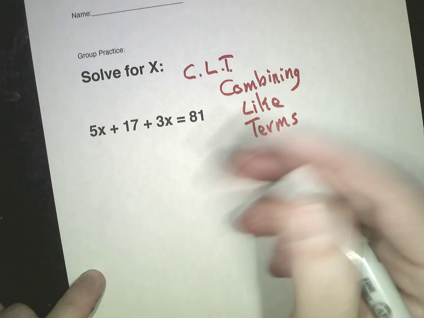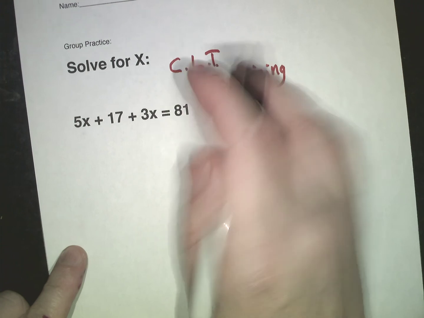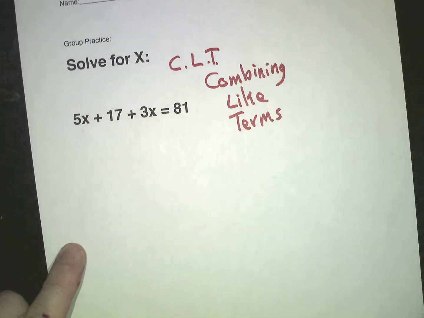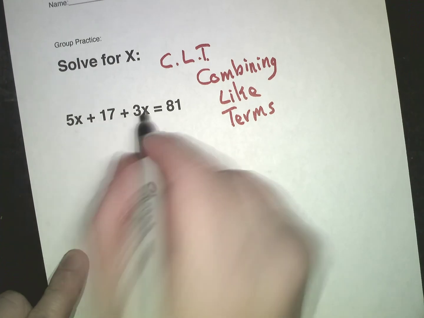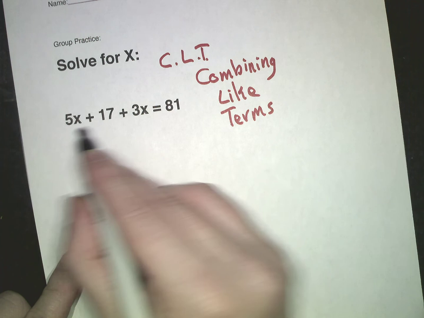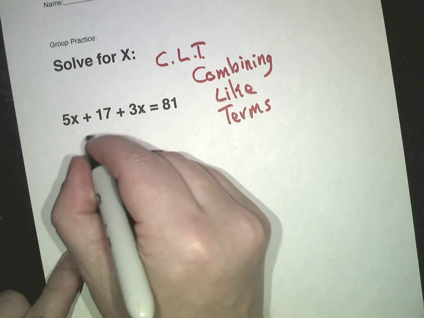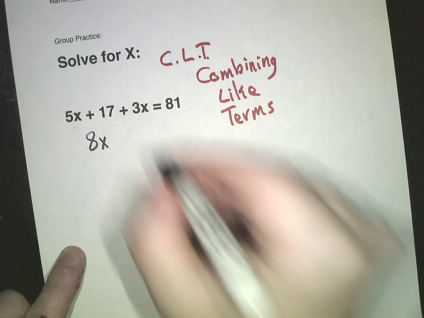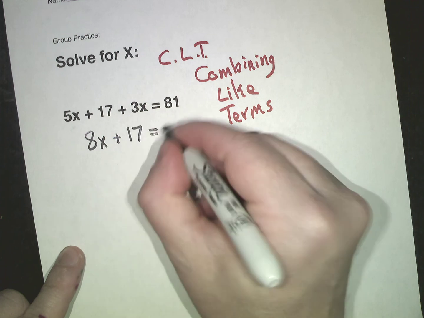Well, I have to combine like terms. So I look on the equal sign here and I say, I've got to get x by itself. I've got to isolate x, but I have 2 x's. Since they're both here, I can just add them together. 5x plus 3x equals 8x. 5 plus 3 is 8. So that brings it down to 8x plus 17 equals 81.